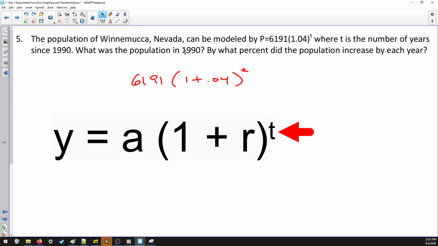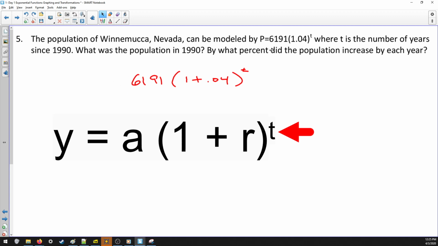And that's their first question. Their first question is, what was the population in 1990? And this equation starts in 1990. So this question is a disguised way of saying what is the starting value. So the answer to the first question, what is the population in 1990? It's this 6191. That's always your starting value.